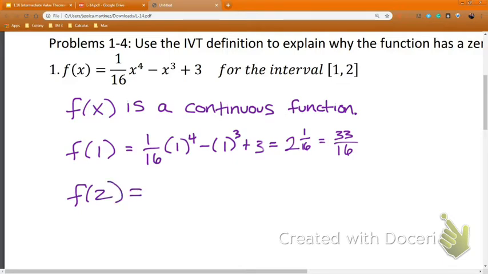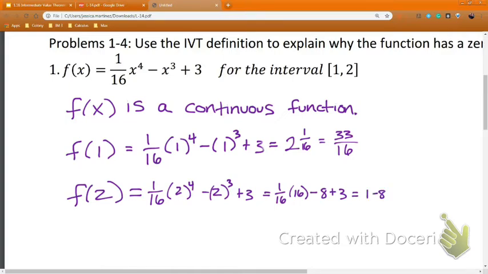Let's try f of 2. Let's plug in 2 to the function. That's 1/16 times 2 to the 4th power minus 2 cubed plus 3. What's 2 to the 4th power? 16. 2 times 2 times 2 times 2 is 16. So this is 1/16 of 16, minus 2 to the 3rd power, which is 8, plus 3. What's 1/16 of 16? 1. So this is 1 minus 8 plus 3. -4. Good.